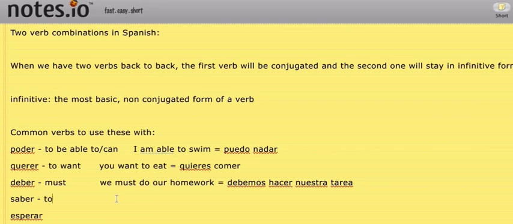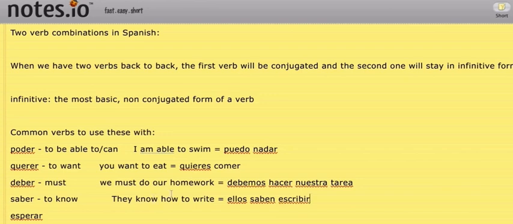Next one, saber, to know. So for example, if I were to say, they know how to, let's say, write. They know how to write. Say ellos saben. It can just be saben as well. And then to write, escribir.